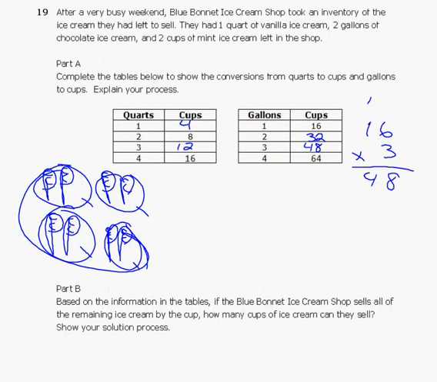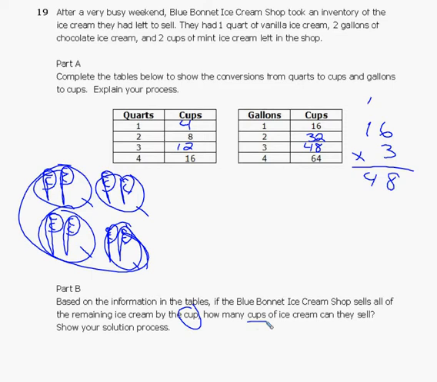is, based on the information in the table, if Bluebonnet Ice Cream Shop sells all of the remaining ice cream by the cup, how many cups of ice cream can they sell? Show your solution process. So on that one right there, what I would do is go ahead and make sure we need to go ahead, based on the information in the table, the Bluebonnet Ice Cream Shop sells all that remaining ice cream by the cup. So we're trying to figure out how many cups they have left. So how many cups of ice cream can they sell?